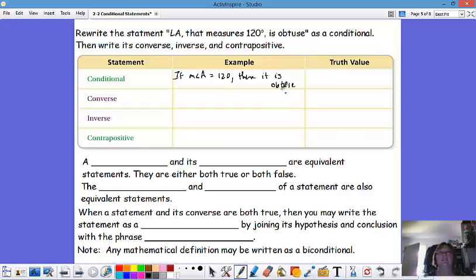All right, what do you think? Is that true or false? Is a 120-degree angle obtuse? That's true. All right. The converse, remember the converse switches. So if an angle is obtuse, then its measure is 120.